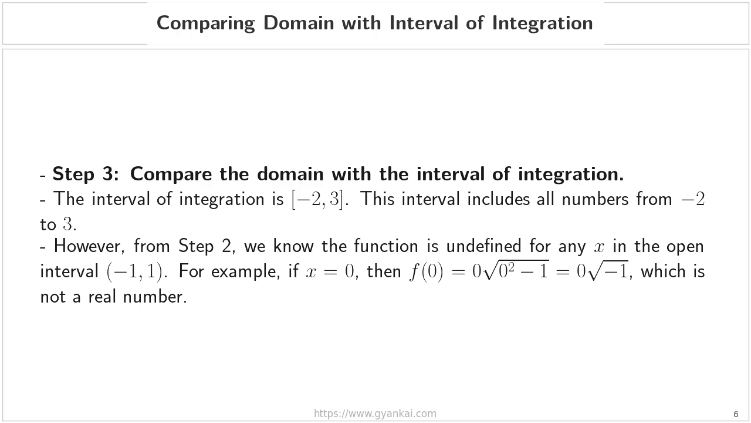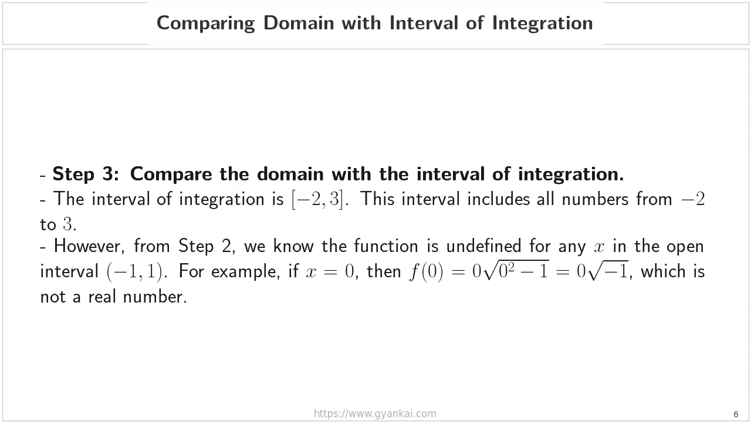Let me illustrate with an example. If we try to plug in x equals 0 into our function, f of 0, we get 0 times the square root of 0 squared minus 1. That simplifies to 0 times the square root of -1. Now, the square root of a negative number isn't a real number, it's an imaginary number. Since our function produces an imaginary result at x equals 0, it's not well defined there.